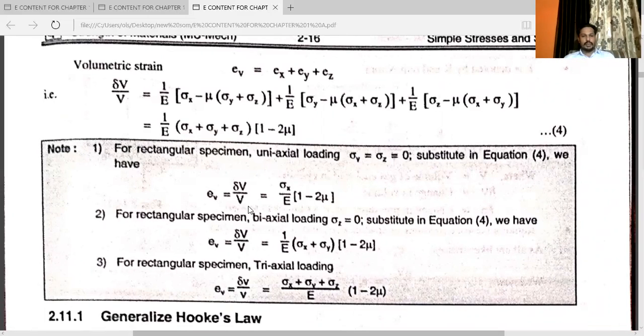EV is equal to delta V upon V. But for uniaxial loading, the formula is sigma x upon E in bracket (1 minus 2 mu). Here for the biaxial loading, it is 1 upon E in bracket (sigma x plus sigma y) bracket complete into (1 minus 2 mu). For a rectangular section under triaxial loading, the formula will be (sigma x plus sigma y plus sigma z) upon E into (1 minus 2 mu).